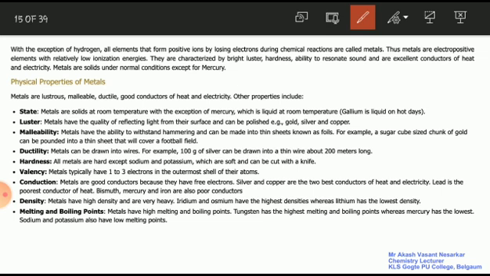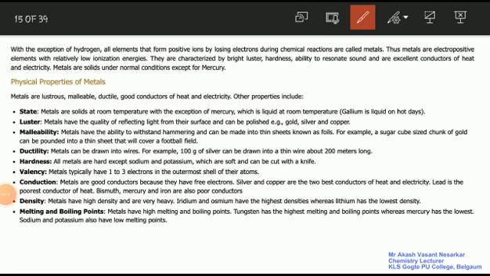Density. Metals have high density and are very heavy. Iridium and osmium have the highest densities, whereas lithium has the lowest density. Melting and boiling points. Metals have high melting and boiling points. Tungsten has the highest melting point and boiling point, whereas mercury has the lowest. Sodium and potassium also have low melting points.